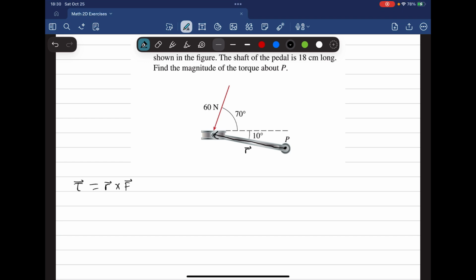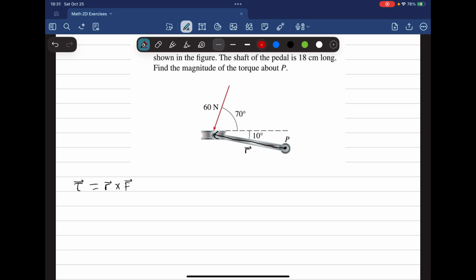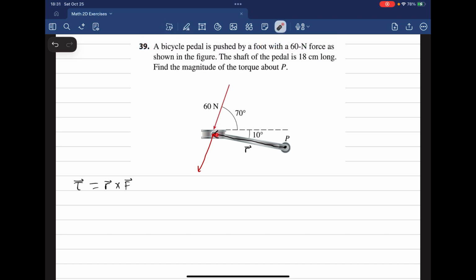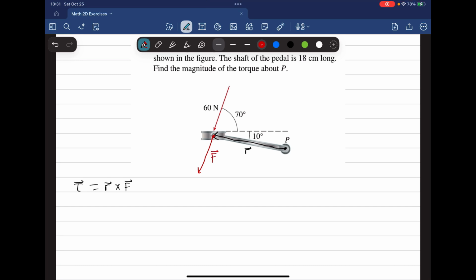And we need to be careful. Here they show the force pointing down onto the pedal, but we really need to think of this force as starting at this point of the pedal and still pushing down, but we just translate the vector to the tip of the position vector. Let's call this our force F.